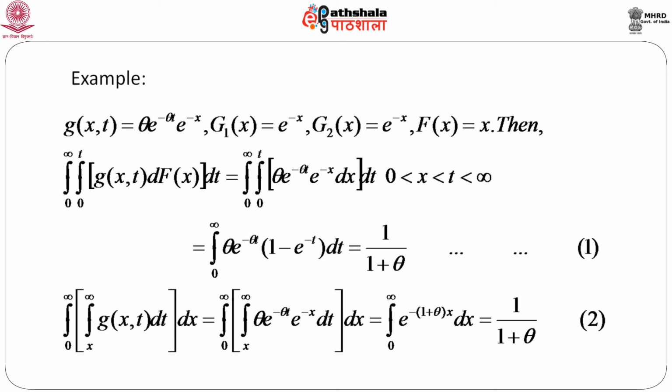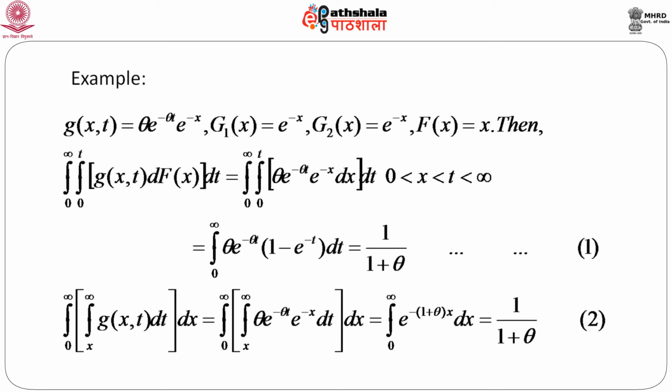So, if we consider this integral first, this is nothing but theta e to the power minus theta t times e to the power minus x dx. If we integrate it and put the limits 0 to t, because this is just the integral of e to the power minus x with respect to x, we will get theta e to the power minus theta t times (1 minus e to the power minus t). And if we integrate this whole quantity, then we will get 1 by 1 plus theta.